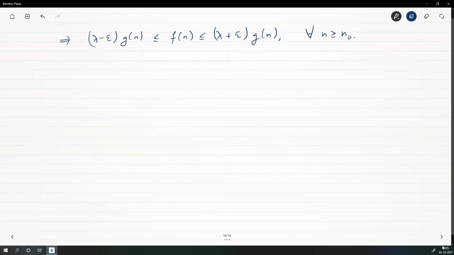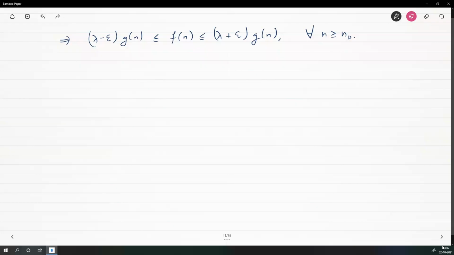So this is true for every epsilon. For every epsilon, we get an n naught such that this is true. Is that okay? So in particular, we have to choose some epsilon now. We have to make a choice. What is that choice? Well, in order to get theta, we require constants which are positive, right? This is already in the form that we require, but we need both of these to be positive, correct? But we know that lambda is positive. So make a choice of epsilon which will make lambda minus epsilon also positive, but epsilon should also be positive.